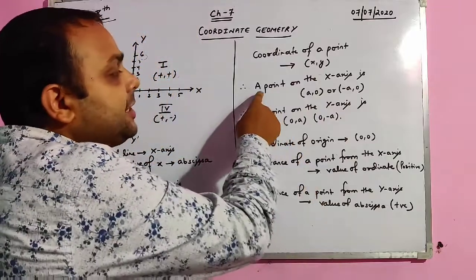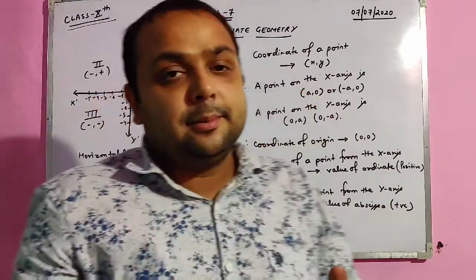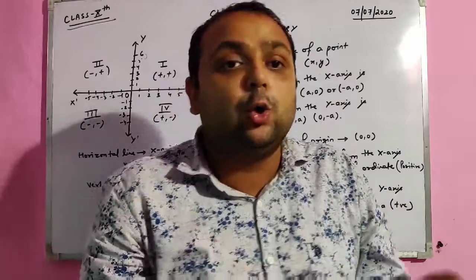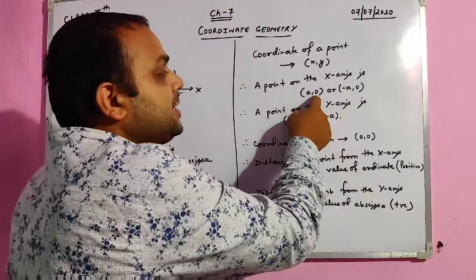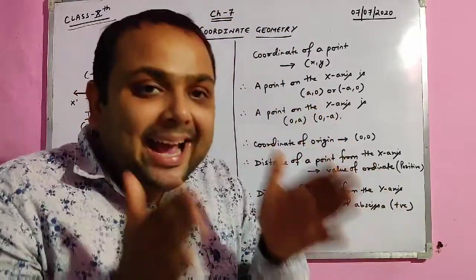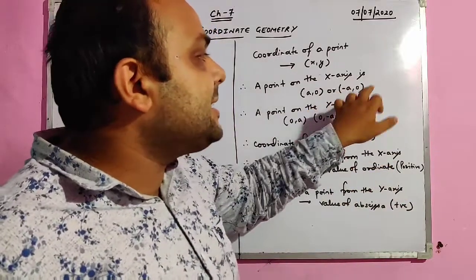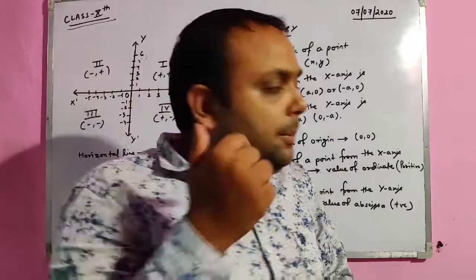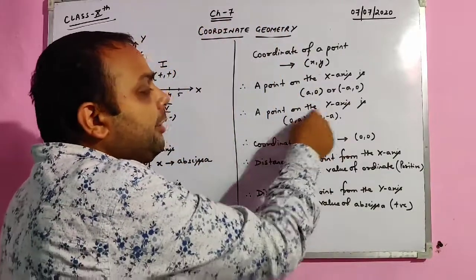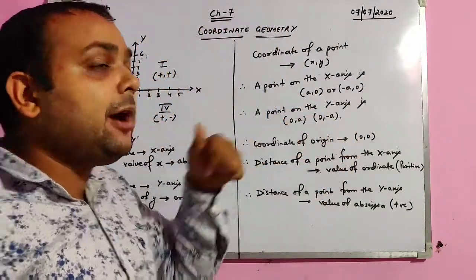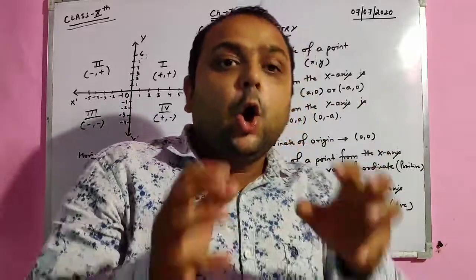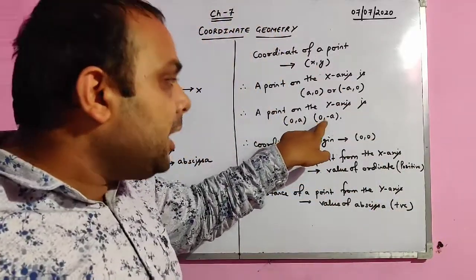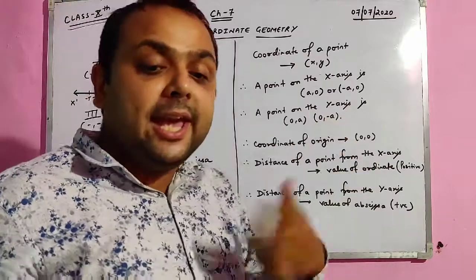Now if there is a point on the x-axis, it means the value of ordinate, or the value of y, is 0. That can be written as a comma 0, or minus a comma 0. It may be positive or it may be negative also. Similarly, a point on the y-axis is 0 comma y, because the value of x on the y-axis is 0. So this is 0 comma a or 0 comma minus a.